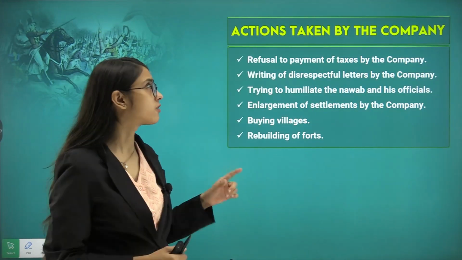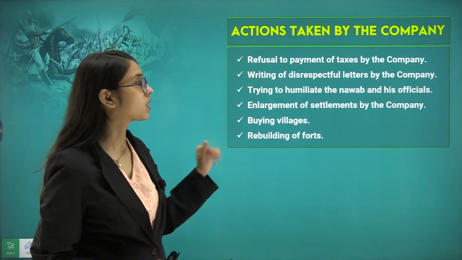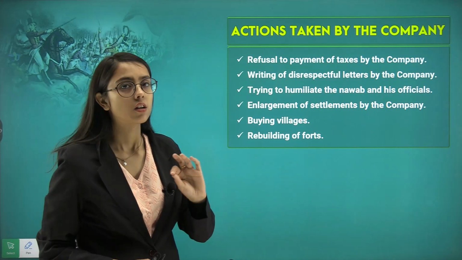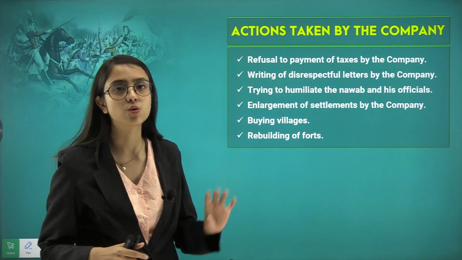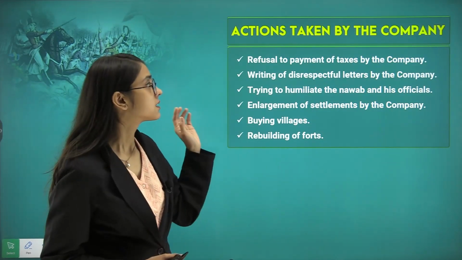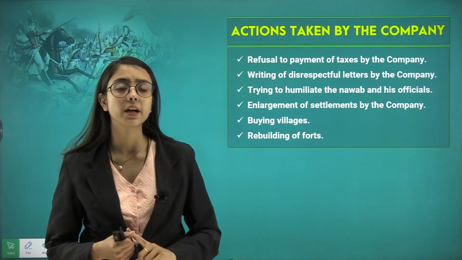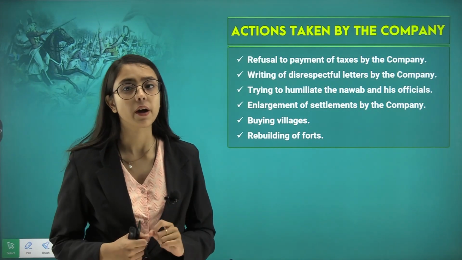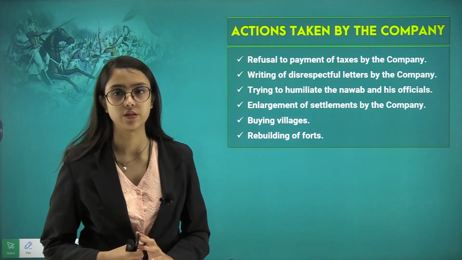Amidst all these conflicts, there were a few actions taken by the company. Let's see what these actions were. They refused the payment of taxes to the government or to the Nawabs. The company totally refused to pay any kind of taxes to the government. Apart from that, they started to write disrespectful letters. They were always undermining and disrespecting the authority of the native and local rulers. They also tried to humiliate the Nawabs and the officials.